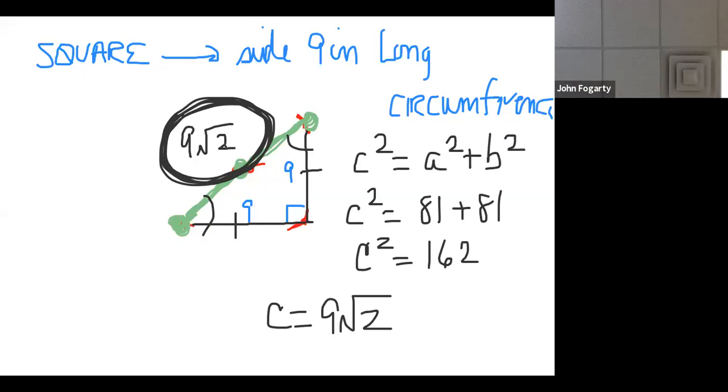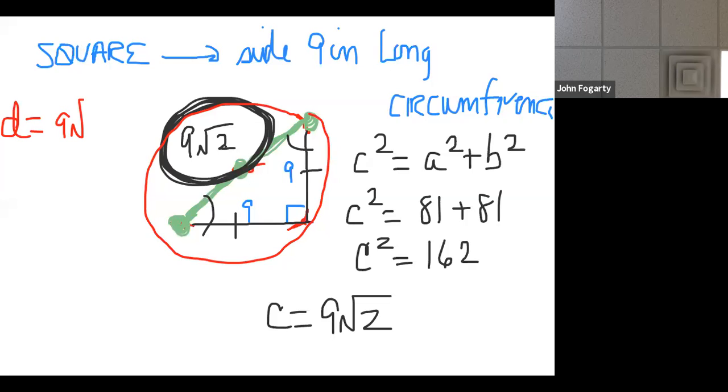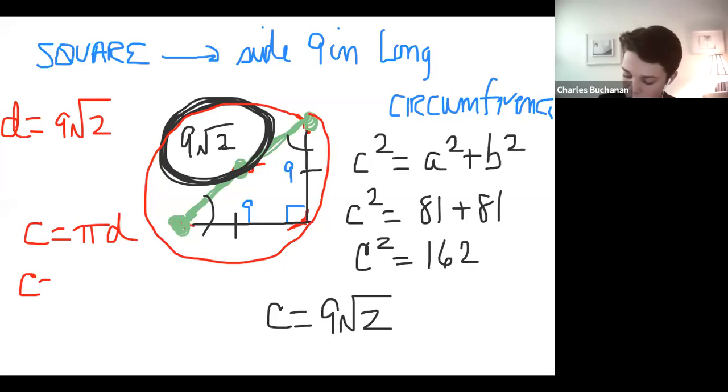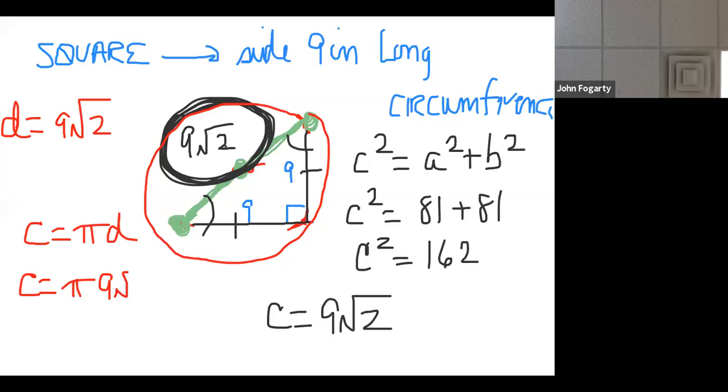Now, I know the diameter. Because remember what we're working with. We're working with a circle. Now, what do we know? If my diameter is 9 radical 2, what's my circumference? Exactly. C equals pi d. All right, what's my circumference? Pi times 9 radical 2.